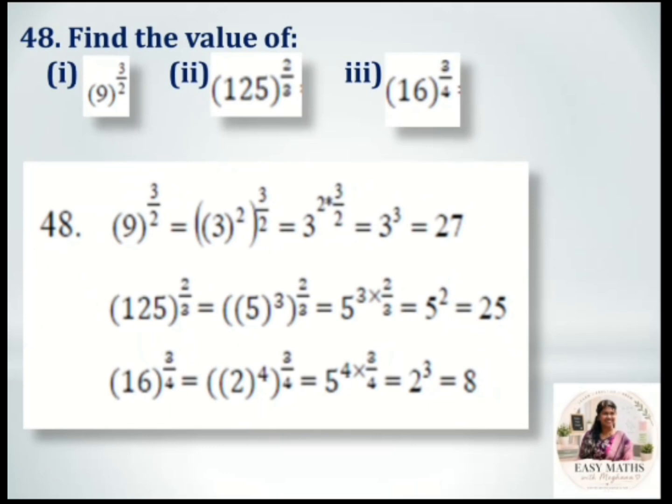9 raised to 3 by 2. Here 9 can be written as 3 square raised to 3 by 2. 2 and 2 get cancelled. So we'll get 3 cube, which is equal to 27. 125 raised to 2 by 3. Here 125 can be written as 5 cube raised to 2 by 3. 3 and 3 get cancelled, so you'll get 5 square, that is 25. 16 raised to 3 by 4. 16 can be written as 2 to the power 4 raised to 3 by 4. Here 4 and 4 get cancelled, so we'll get 2 cube as 8. This is the answer for this question.